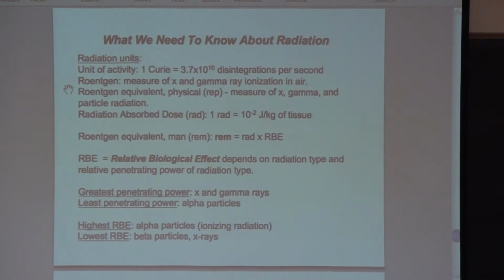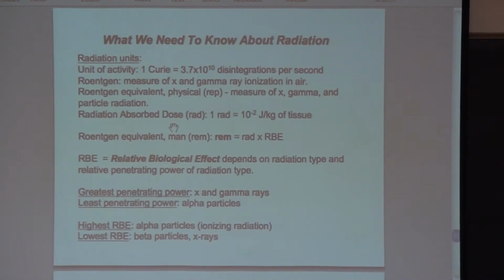Okay, then we'll take a look at some units. The unit of activity is the Curie. This tells us how many disintegrations of radioactive nuclei occur per second. The Röntgen, named for a famous physicist who studied radioactivity way back in the 1800s, is a measure of X-ray and gamma ray ionization. The Röntgen equivalent physical, or REP, is the measure of X-ray, gamma ray, and particle radiation.